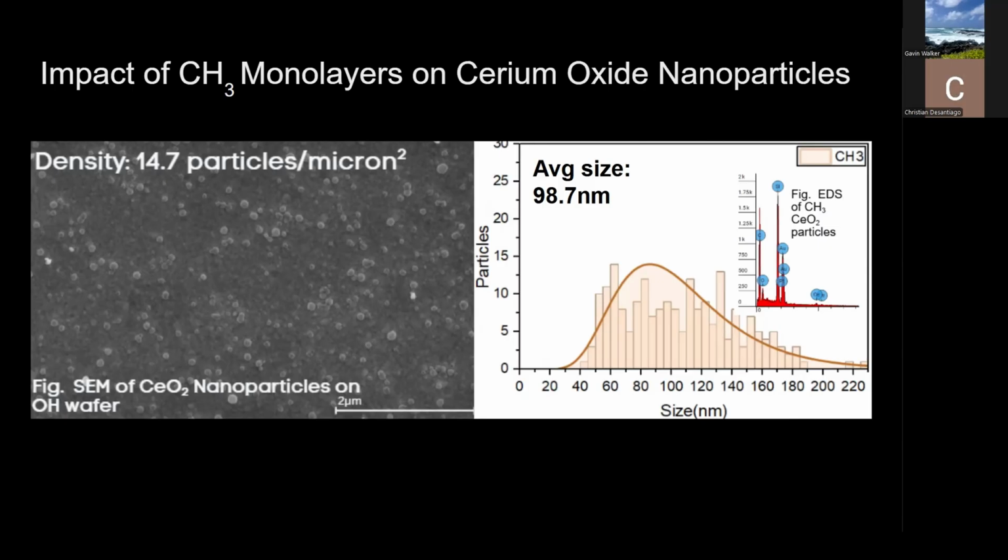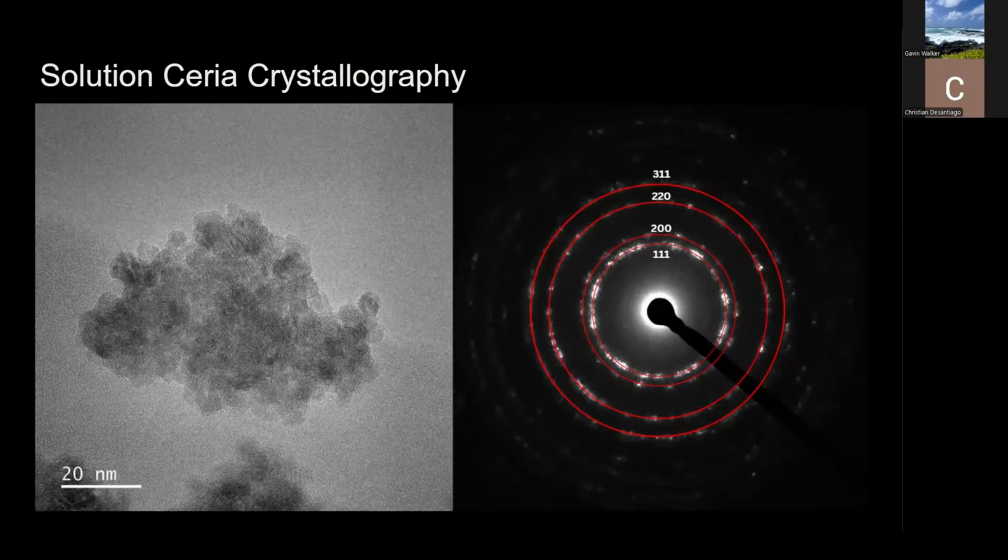The CH3 surface also exhibits relatively low particle density of approximately 14.7 particles per micron squared. We also did TEM and selected area electron diffraction to confirm that all samples were cerium oxide with lattice spacings corresponding to the 111, 200, 220, and 311 planes.